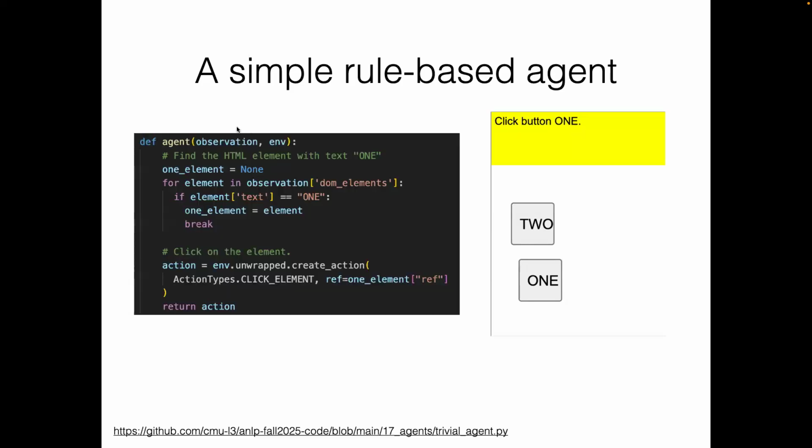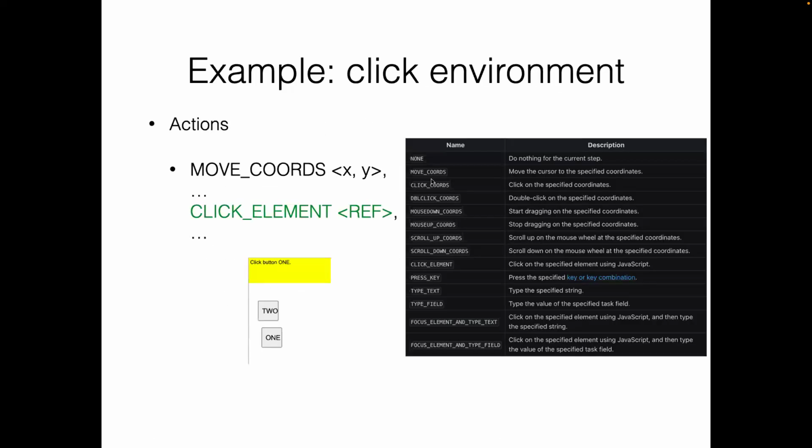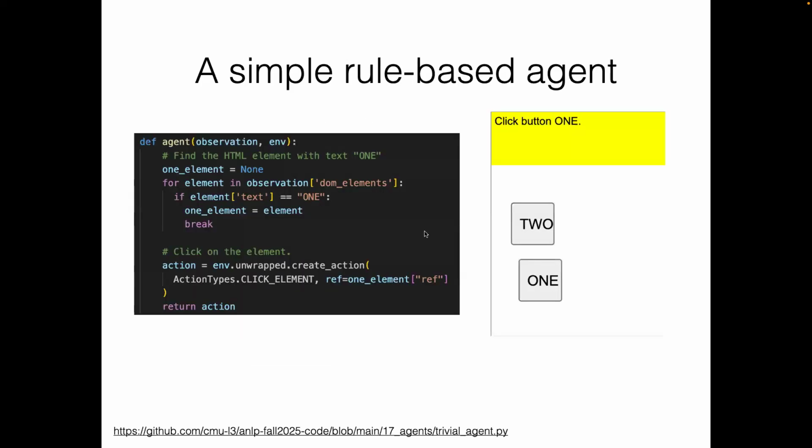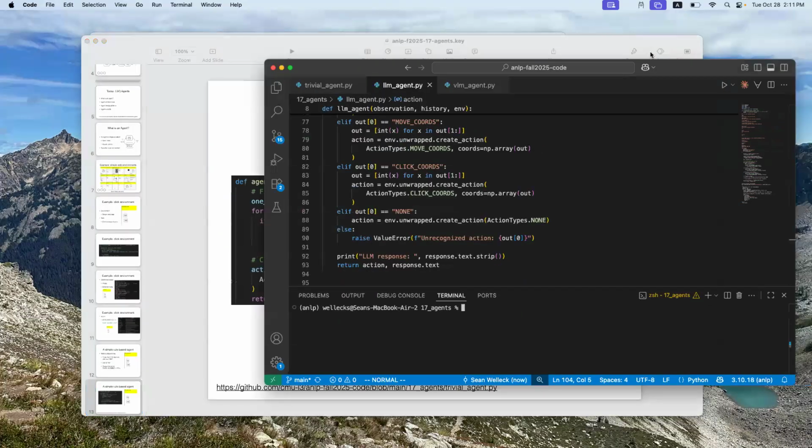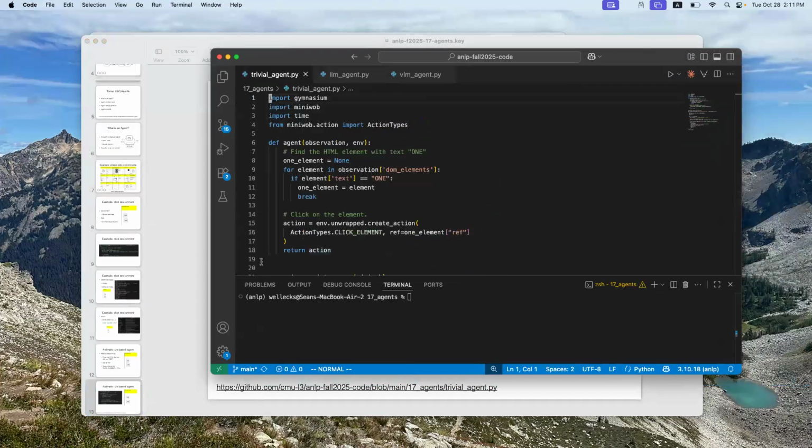So here it is implemented. Here we have the agent, and it's finding the HTML element with text 1. Then it is issuing this action, which is clicking on the element. And this is just code for looking up the name of the action and things like that. So you can do this, and it turns out you can actually solve this problem using this kind of trivial agent.